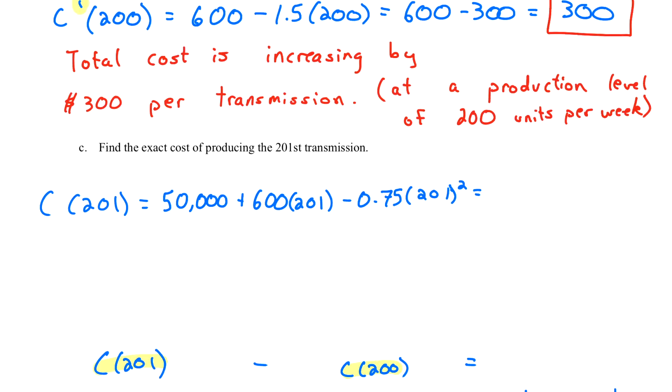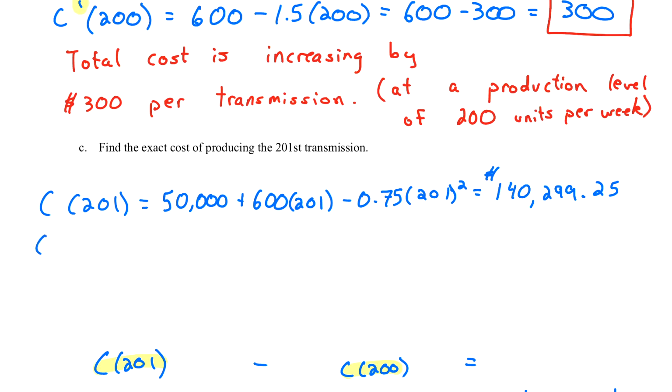50,000 plus 600 times 201 minus 0.75 times 201 squared. And I ended up with $140,299.25. So that is just this number. That is just C of 201.